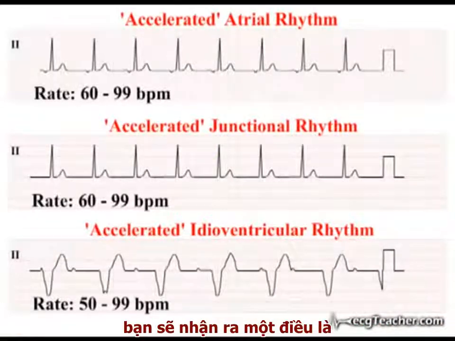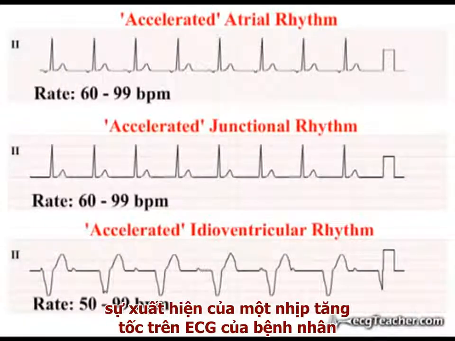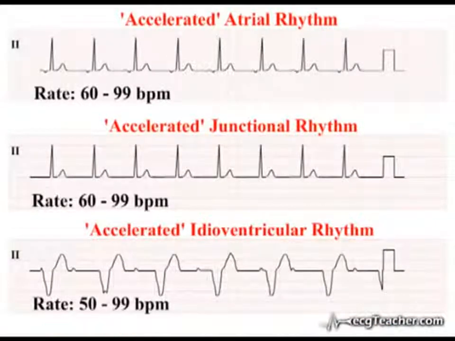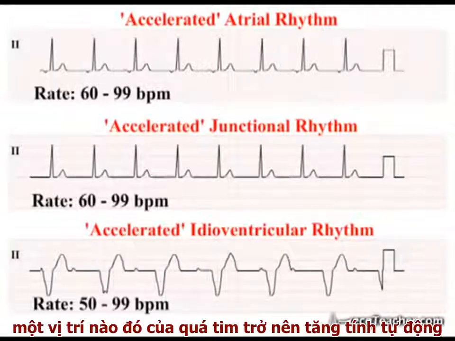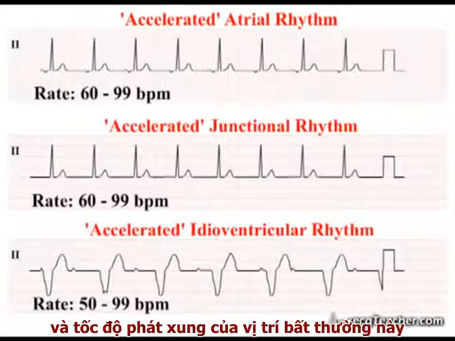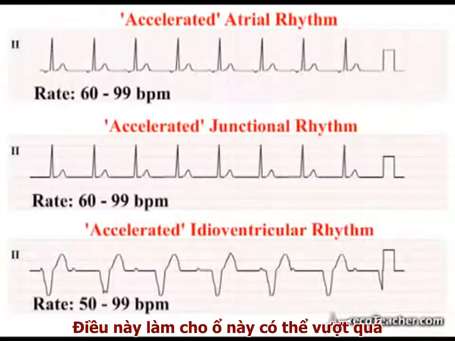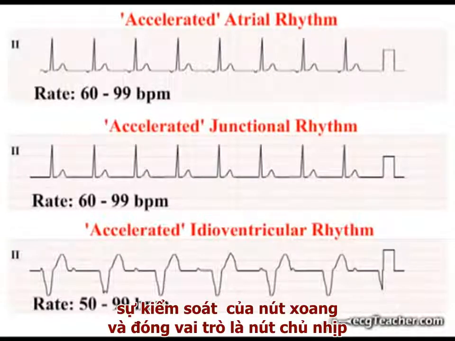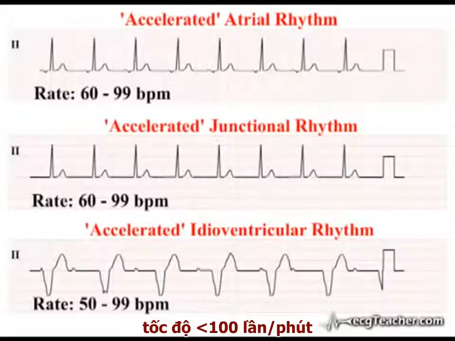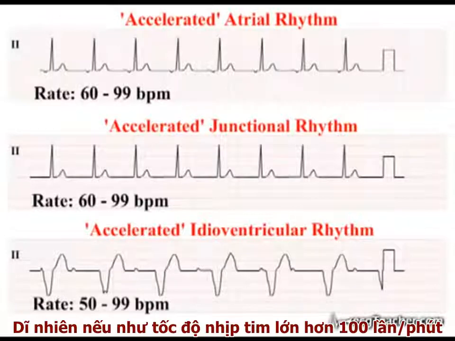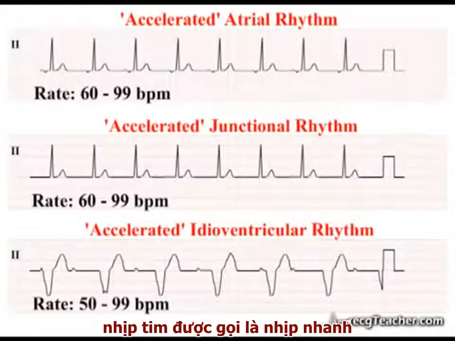If you think about it, you will realise that the presence of an accelerated rhythm on a patient's ECG may or may not represent failure of the SA node to depolarise the ventricles. If, due to some disease process, a region of the heart develops enhanced automaticity and the rate of discharge from the abnormal ectopic site is more rapid than the inherent rate of discharge of the SA node, it is possible for the ectopic focus to override the node and take over pacemaker function. Provided the rate lies below 100 beats per minute, this is categorized as an accelerated rhythm. Of course, once the rate rises to 100 beats per minute or above, the rhythm is designated a tachycardia.